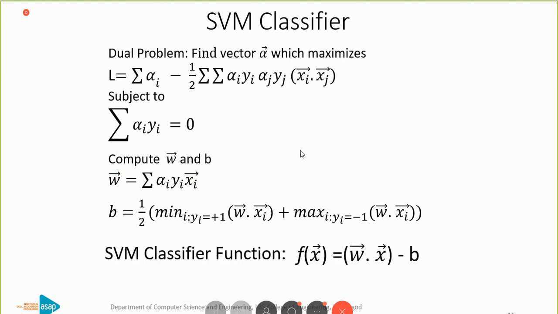Then you can write the final SVM classifier function like this: f of x is equal to W dot x minus B. That is the SVM classifier. So what we are going to do is find a vector alpha which maximizes this, subject to this condition. And you can compute W and B with this equation, and finally you can write the classifier function like this.